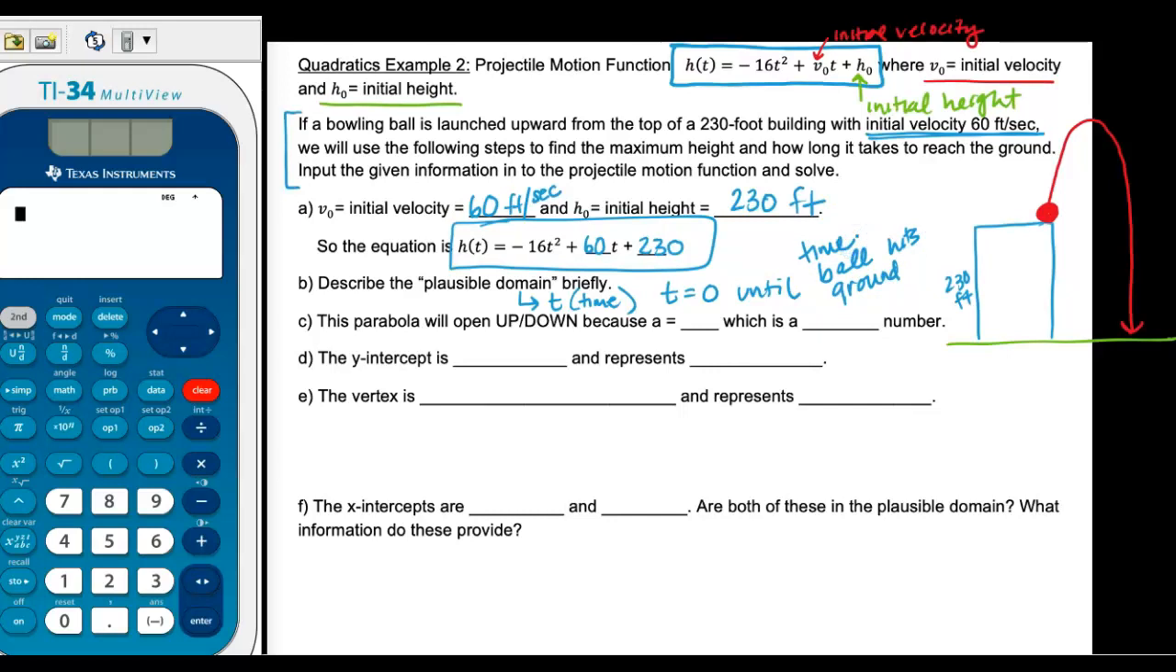It doesn't make sense to look at negative time. It really doesn't make sense to look at time beyond when the ball hits the ground, because who cares? The ball's already on the ground. So 0 until the ball hits the ground. We don't know when that time is, but we're going to find it in a minute.